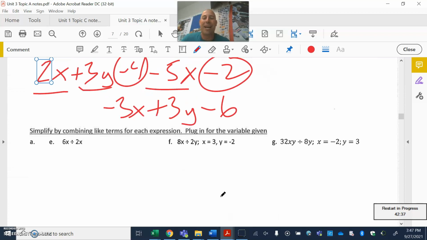All right. Let's come down and let's look at these. Again, simplifying by combining like terms. We saw this before in the previous section. Plug in the variable given to check it. No, we're not going to ask you to do that.